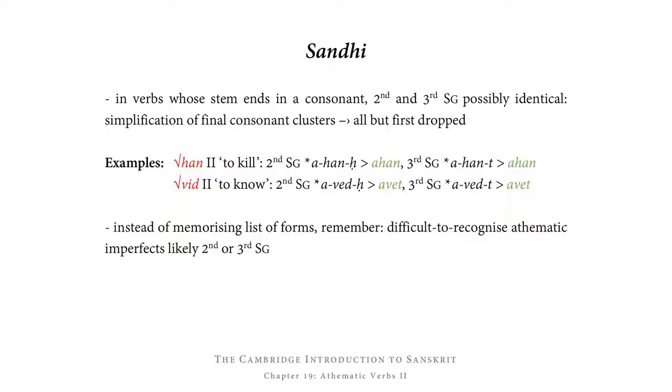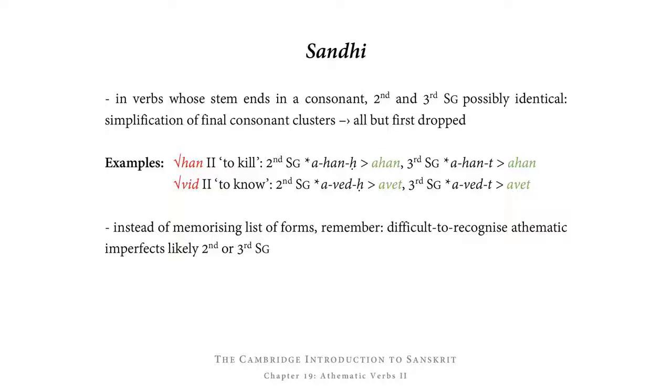The same happens with vid, meaning to know, also class 2. The second singular should theoretically be avet, and the third singular avet. But again, consonant clusters at the end of Sanskrit words are simplified by dropping all but the first consonant. So we would theoretically have aved in both cases. Then through external sandhi, aved changes into avet. And sometimes you find these two forms looking identical. Sometimes you find avet being replaced by aveh, which at least looks a little more like a second singular form ending in a visarga.